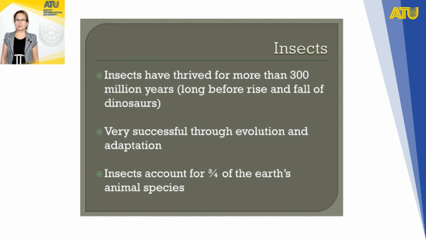Insects have thrived for more than 300 million years, long before the rise and fall of the dinosaurs, very successful through evolution and adaptation. Insects account for a large percent of the Earth's animal species.